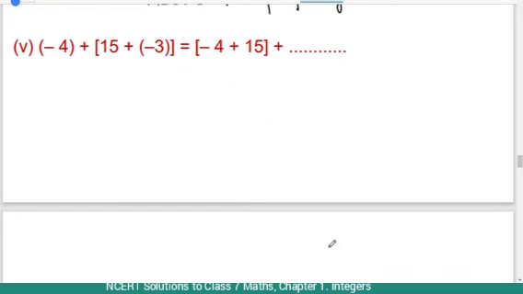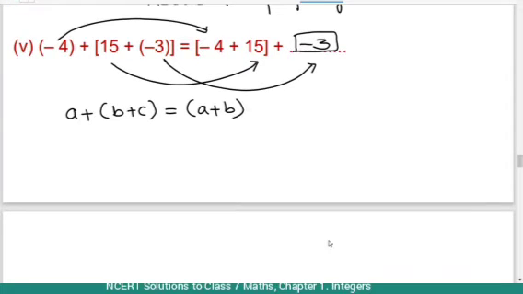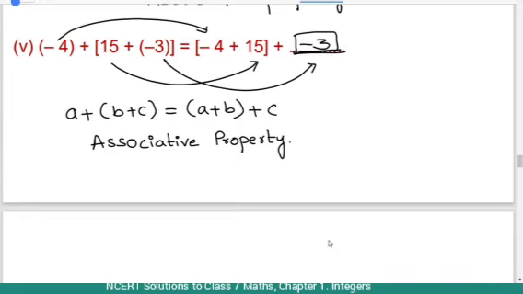Fifth one, -4 plus 15 -3. So -4 is present on both sides, 15 also present on both sides. Then here comes -3. So which property is used here? Here also the associative property is used. A plus B plus C is equal to A plus B plus C, only the bracket changes on both sides. Associative property is used.